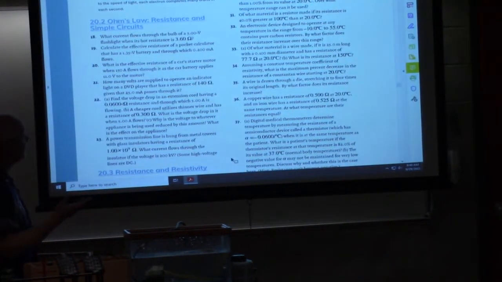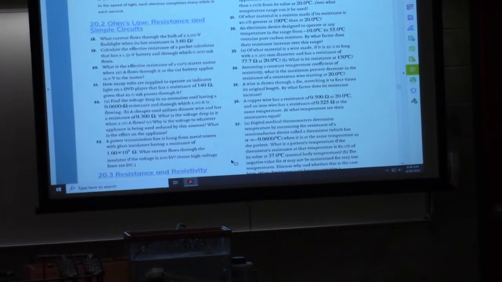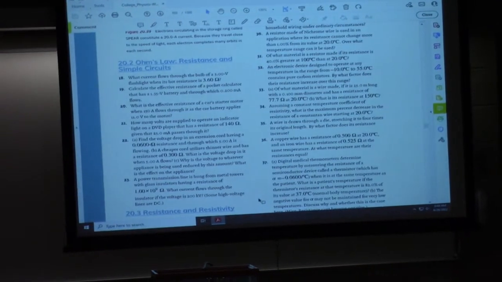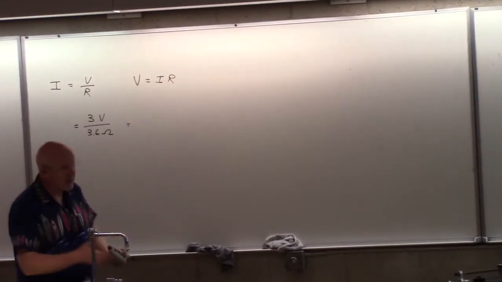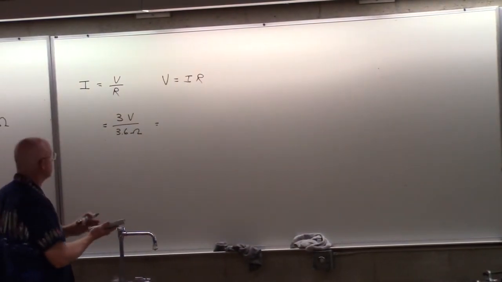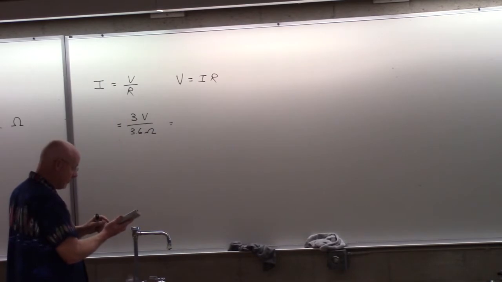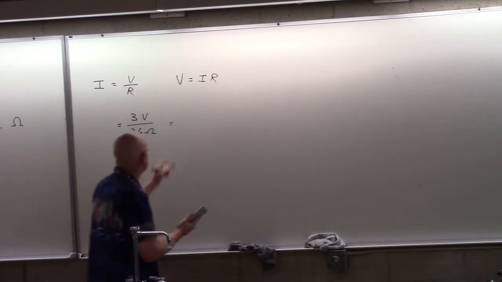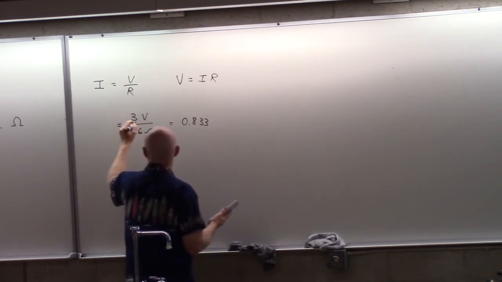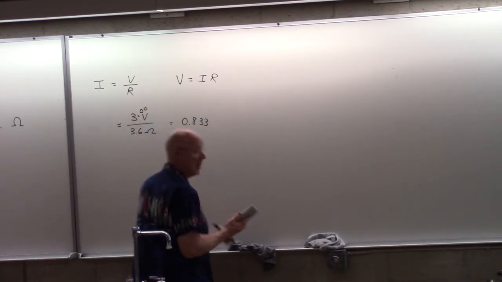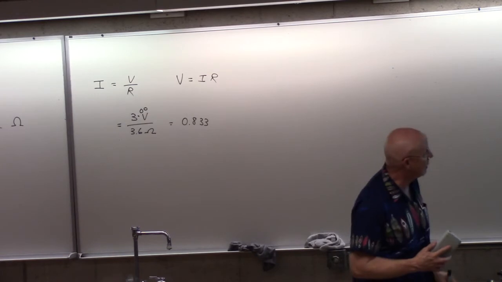So let me come back and read this question again. It says, what current flows? And so we need voltage and resistance. We have it. The voltage here is 3 volts. The resistance is 3.6 ohms. And so I'll do the numbers, but maybe pay more attention to the units. So 3 divided by 3.6 is 0.833. If I do three significant figures, I think they did say 3.00 is the significant figures there.